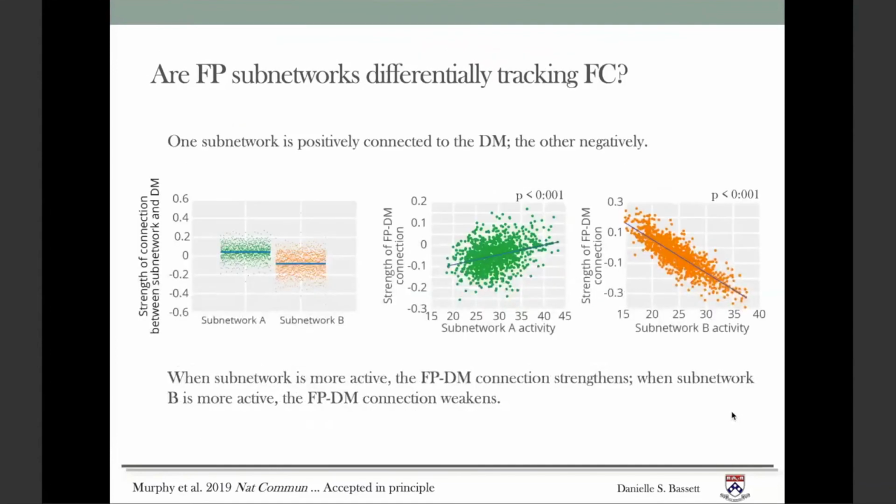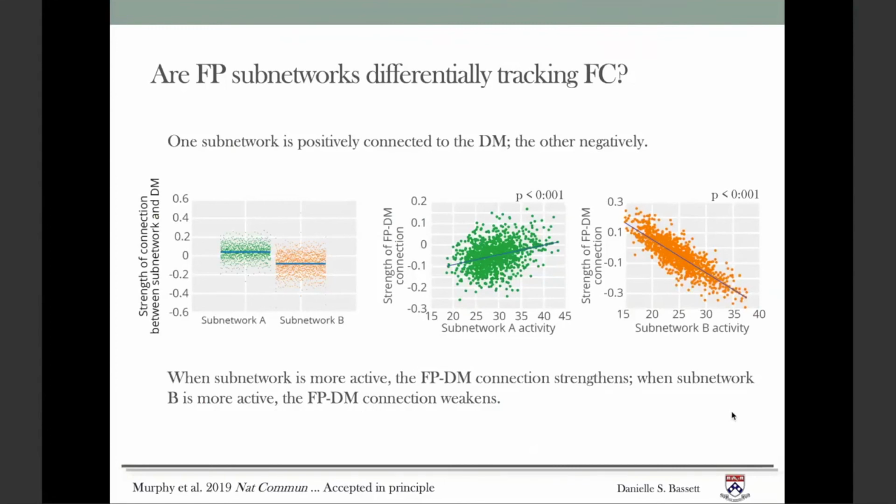Okay, so now that we've identified that we can separate the frontal parietal system into these two sections, can we go back to our hypothesis and ask whether those two subnetworks are differentially tracking functional connectivity with the default mode? So here what you see is the strength of the connection between each subnetwork and the default mode. And this is a functional connection. And what you observe is that one subnetwork is positively connected with the default mode system, and the other one is negatively connected.